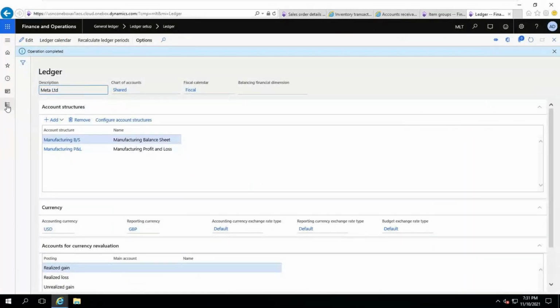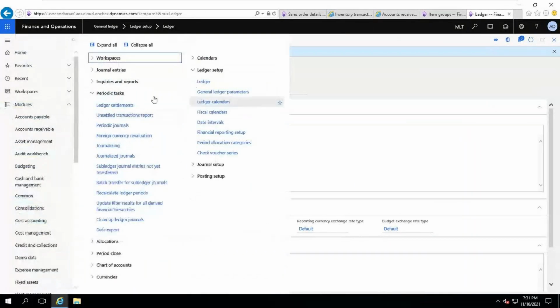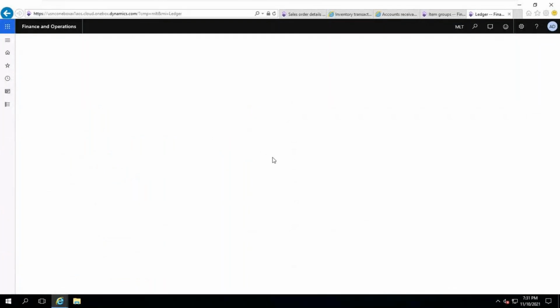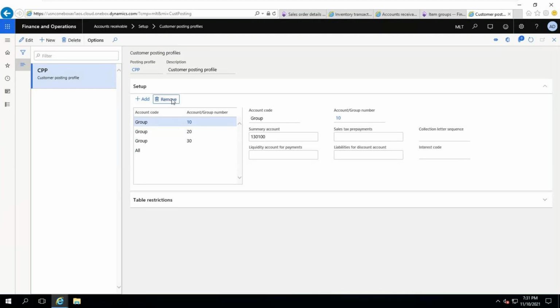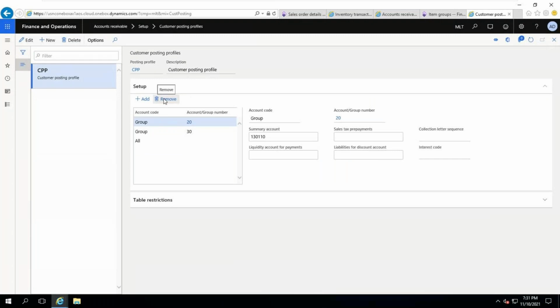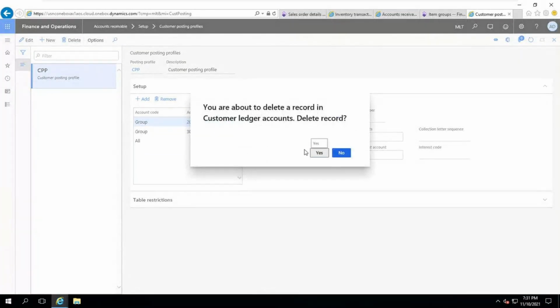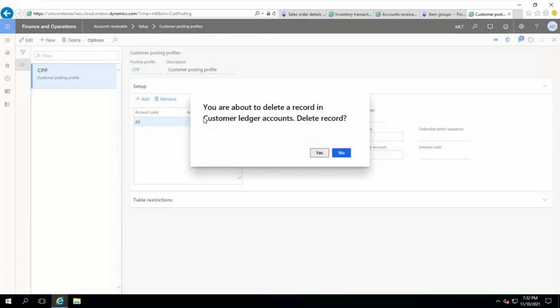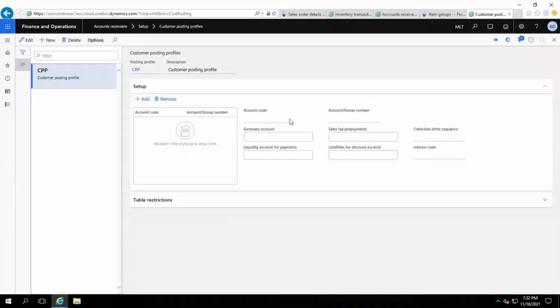Give me a second. Let me go to accounts receivable. It is not recognizing the customer posting profiles properly. That is the error. So what I will do, I will remove this one and I will recreate ledger accounts because in between we have changed. That is the reason it is not recognizing properly.